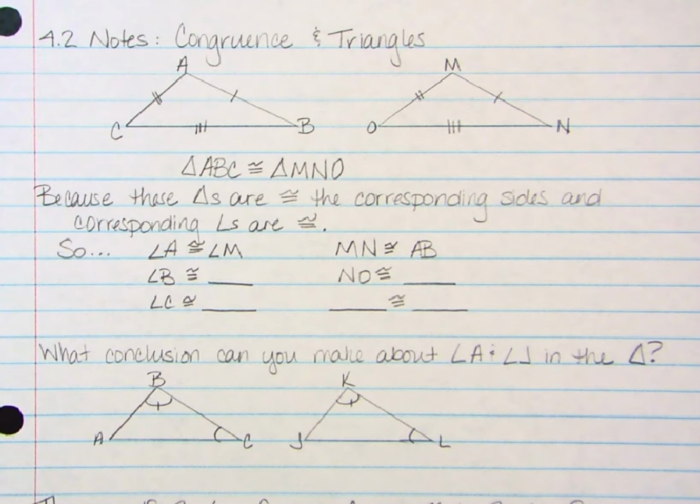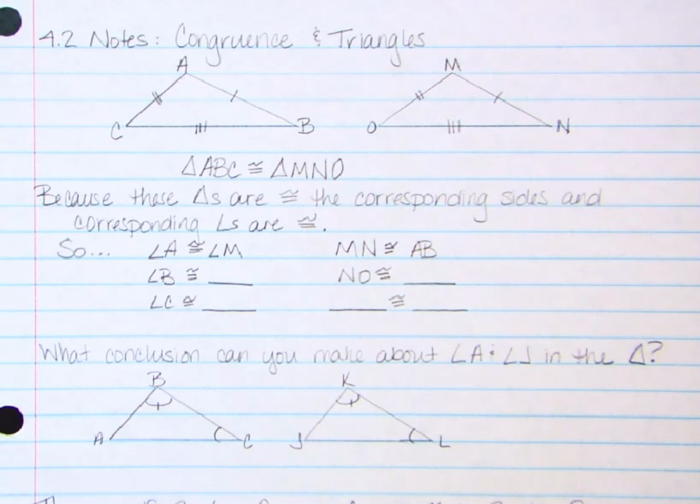So in this particular triangle ABC, line segment AB is congruent to MN because they have the same marking on them. And CB is congruent to ON because they both have the same marking on them. So what we can say is that triangle ABC is congruent to triangle MNO.